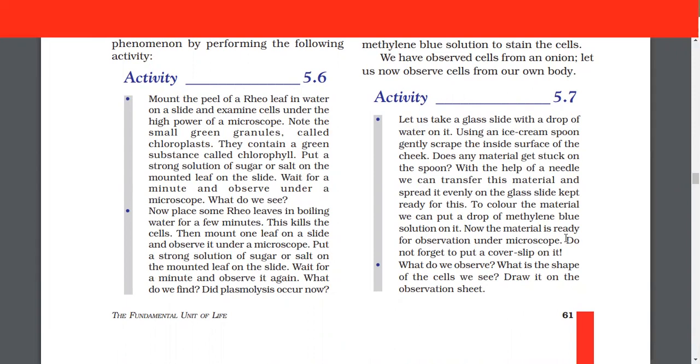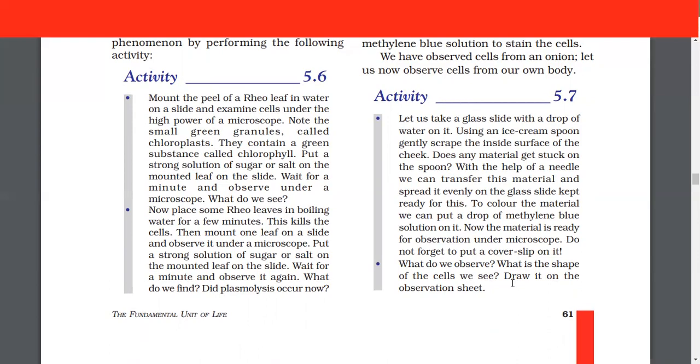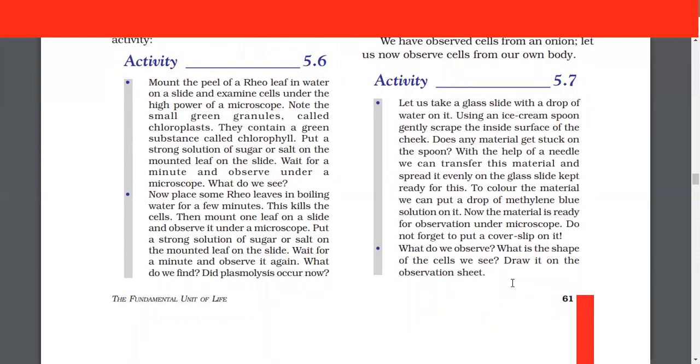With the help of a needle, we can transfer this material and spread it evenly on the glass slide kept ready for this. To color the material, we can put a drop of methylene blue solution on it. Now, the material is ready for observation under a microscope. Do not forget to put a cover slip on it. What do we observe? What is the shape of the cells we see? Draw it on the observation sheet.